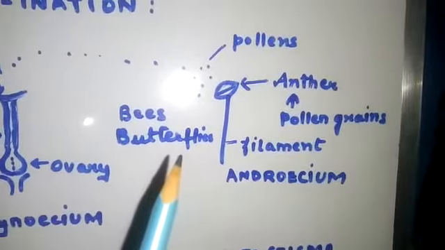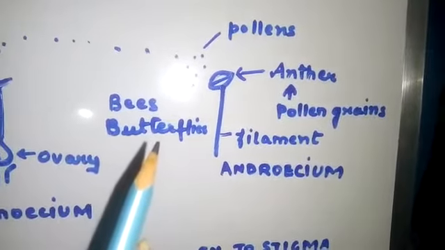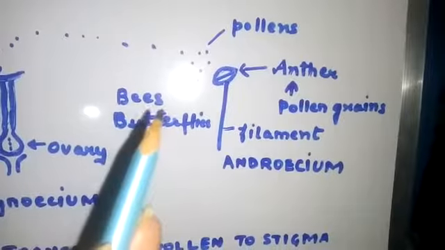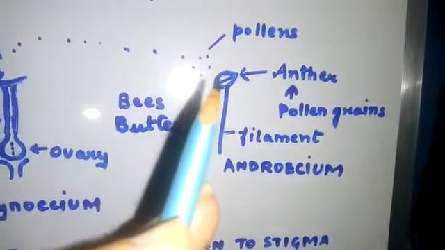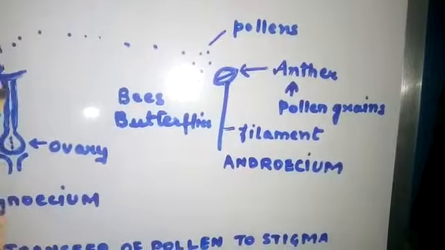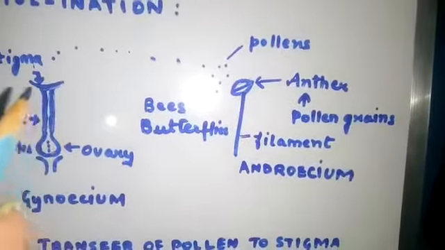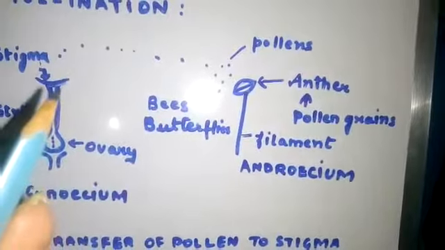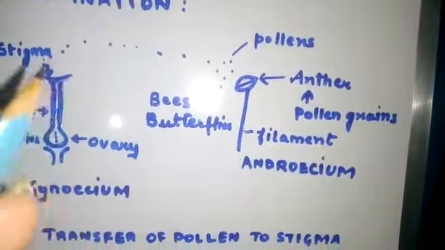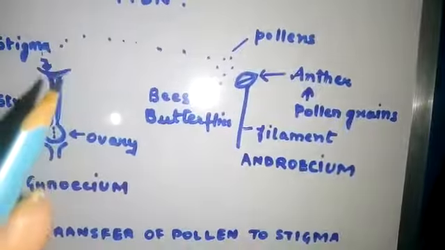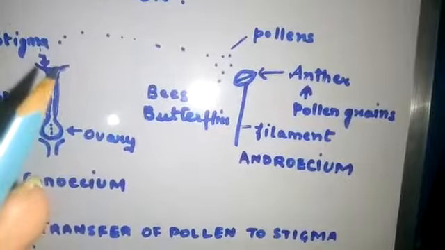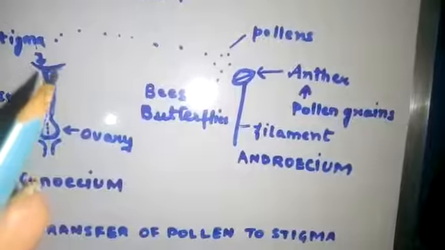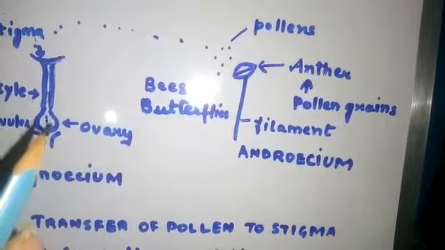In your book the insects are shown. I'll show that also. Bees and butterflies take these pollen grains on their bodies, and when they sit on another plant, they take the pollen grains to the stigma. They rub the pollens on the stigma. The pollen grains go on the stigma, which is sticky and does not let them go anywhere. The pollen grain goes straight inside the ovary.